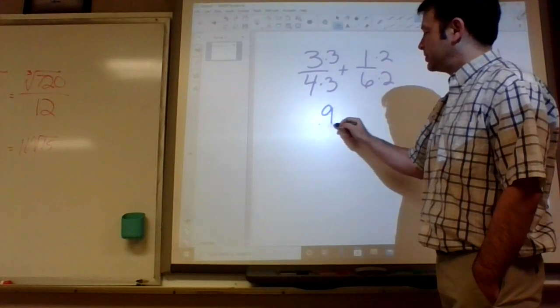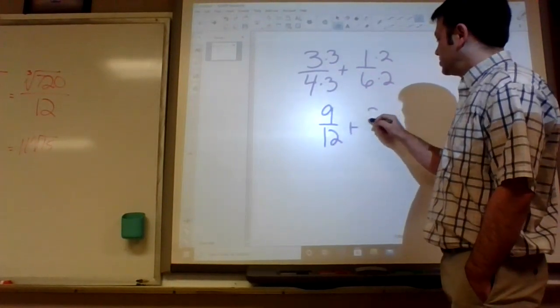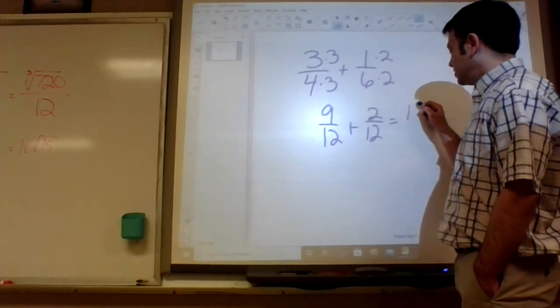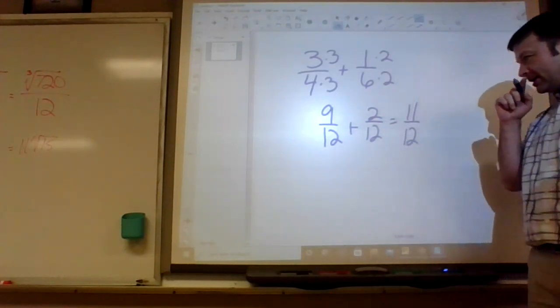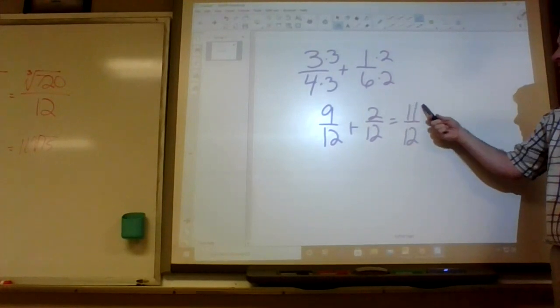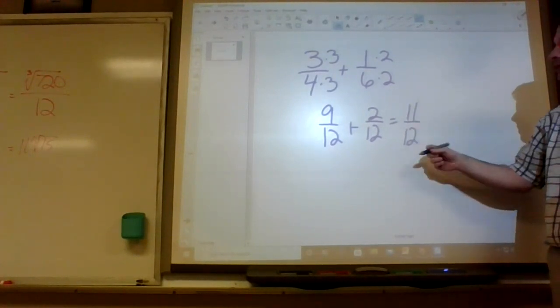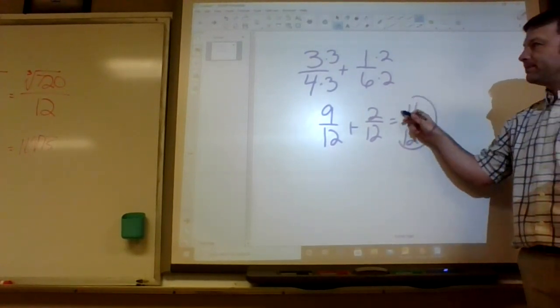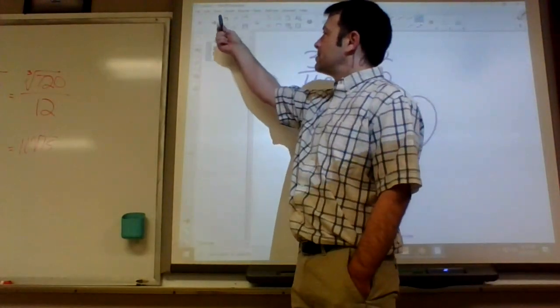So it's 9/12 plus 2/12. If this would reduce, which it doesn't, but if this was like 10/12, we could still reduce that. But anyway.